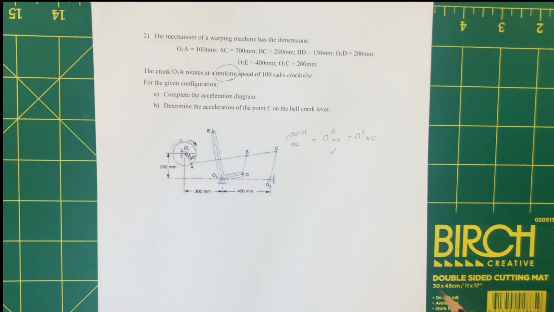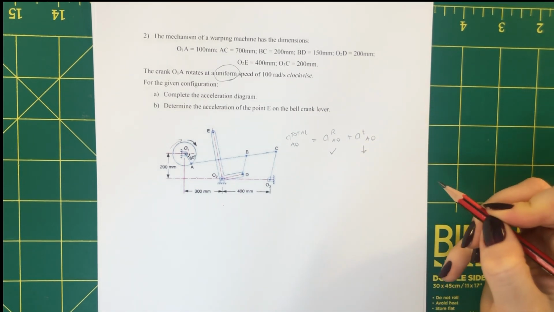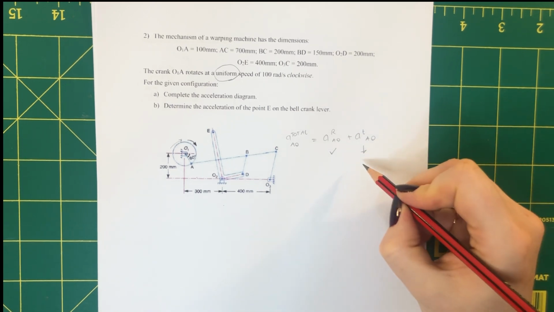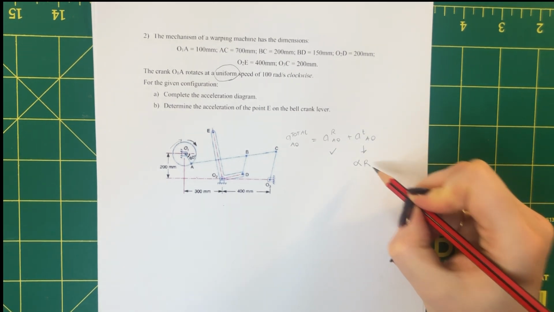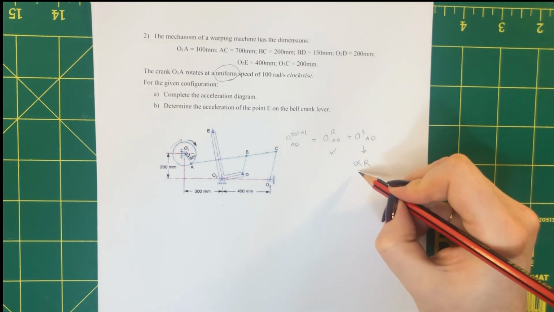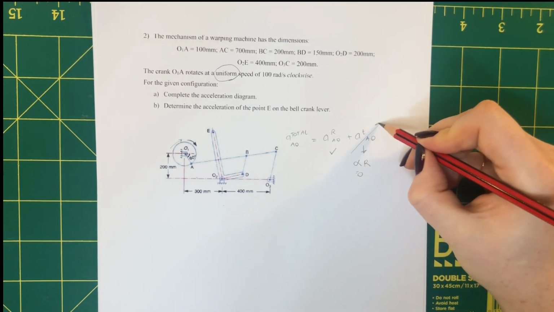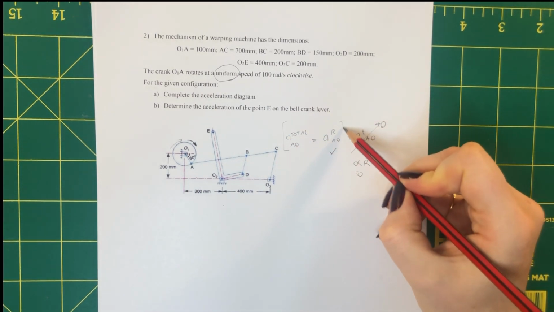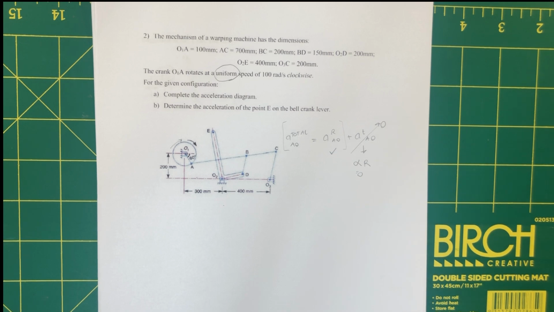As the question says it's rotating at a uniform speed, that means our angular acceleration, alpha, is 0. Tangential acceleration is calculated by multiplying alpha by your radial length. So if alpha equals 0, then my tangential component goes to 0 and my total acceleration equals the radial component of A relative to O. So I can find point A straight away.